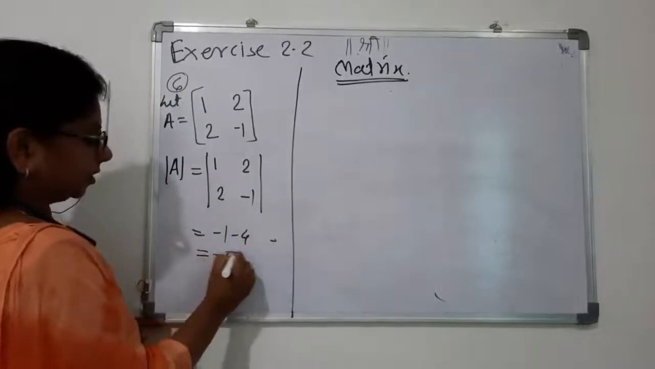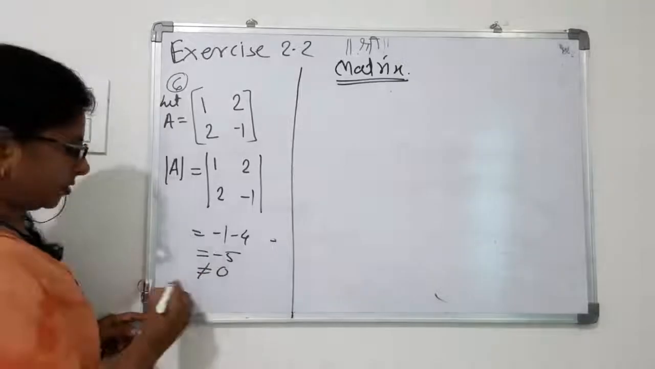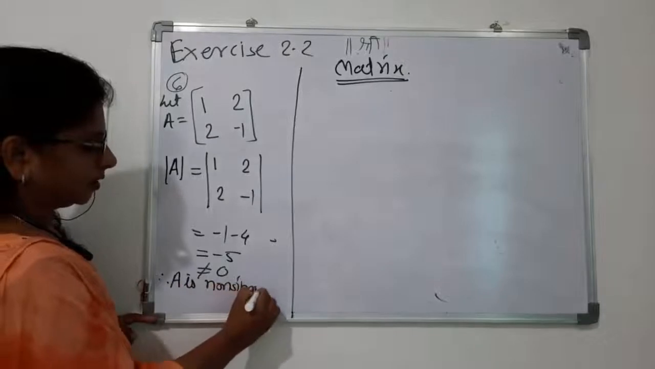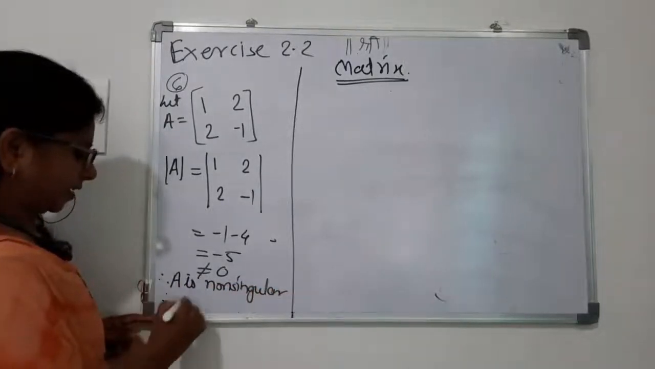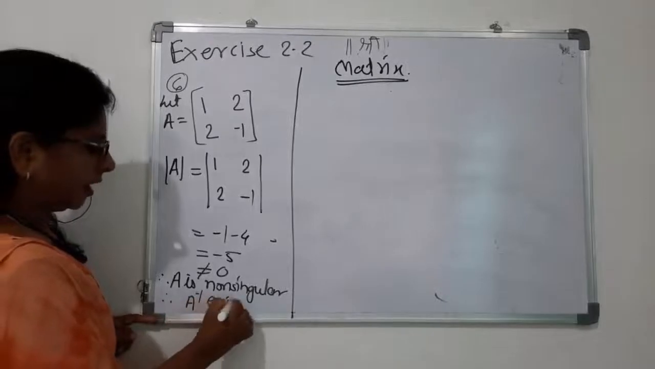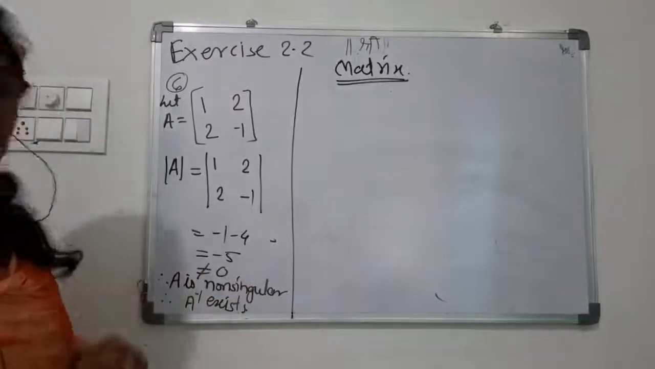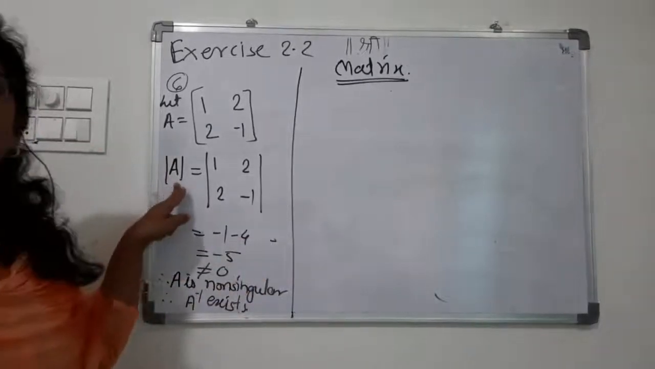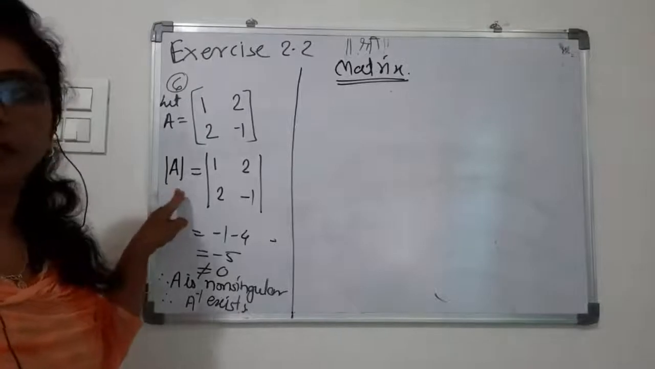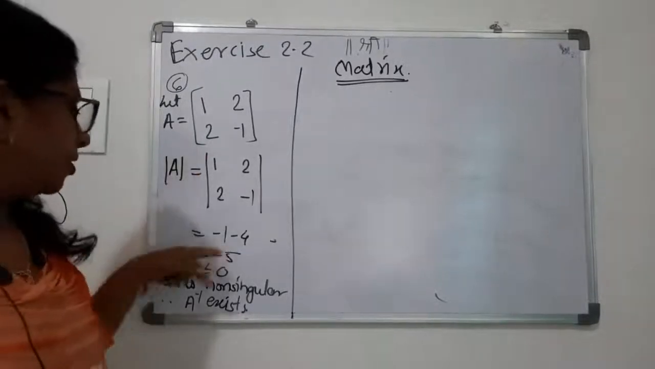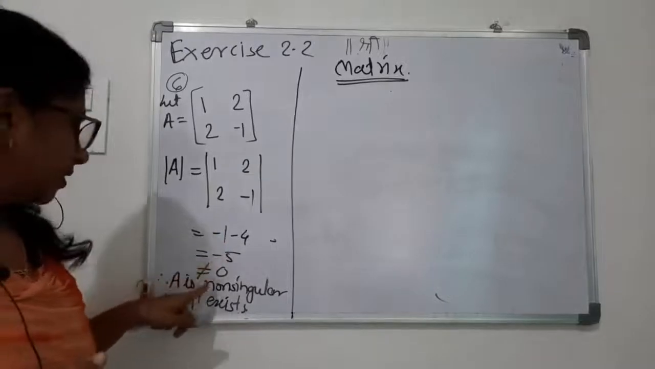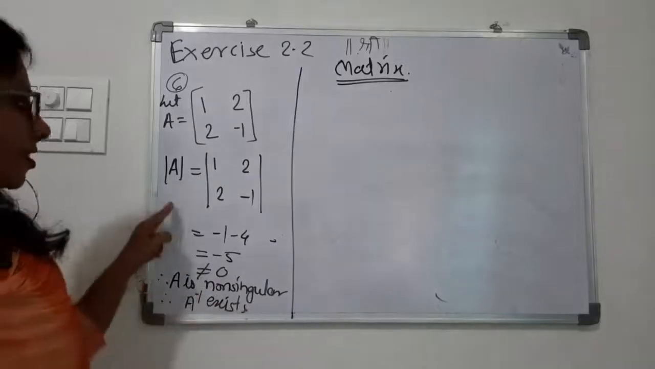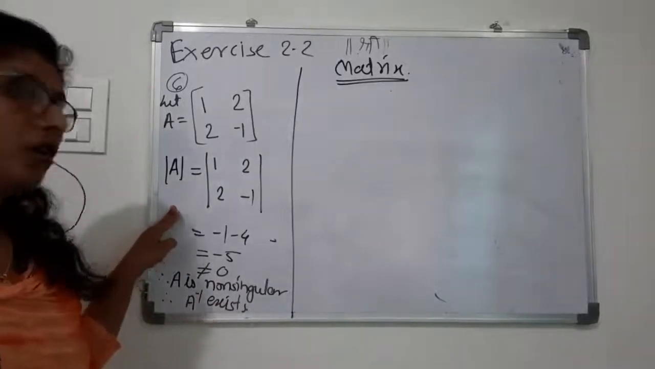So minus 5 is non-zero, and therefore A is non-singular. A is non-singular, hence A inverse exists. We can't go ahead without checking this. If it is singular, then whatever you do, you can't find the inverse of a singular matrix. If the determinant of this matrix comes 0, then it is singular, and A inverse will not exist anyhow. So first we have to test whether it is singular or non-singular.